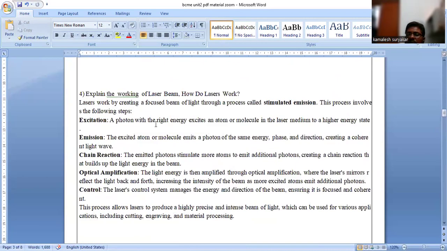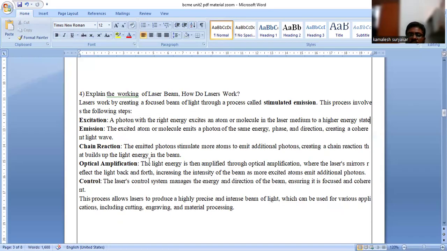In the theory also, this is saying laser works by creating a focused beam of light. So a focused beam of light is very important in order to make these stimulated emissions. It involves an exciting process. So what is happening is excitation. The photons with the right energy are excited.